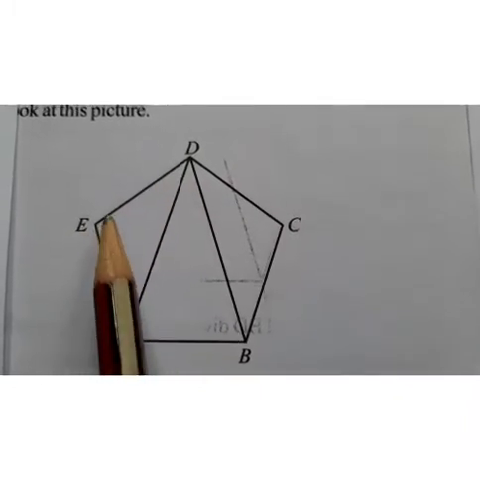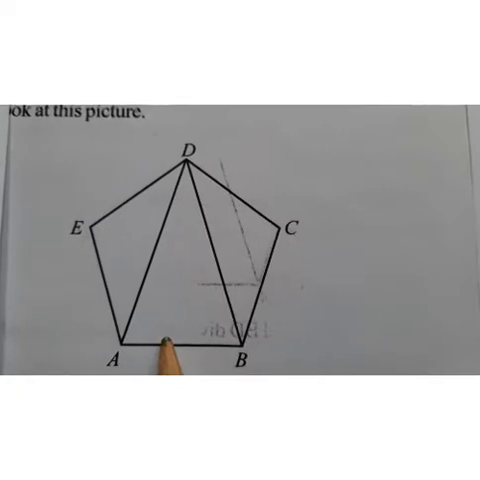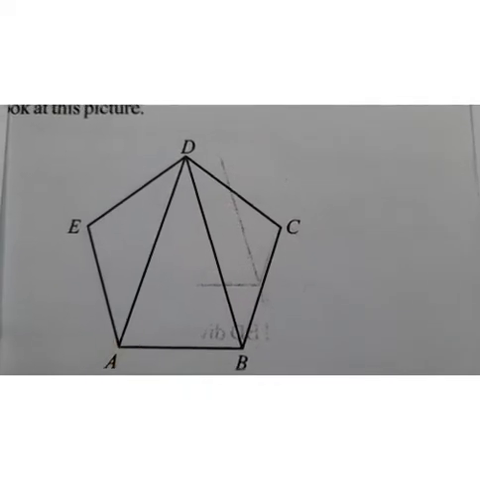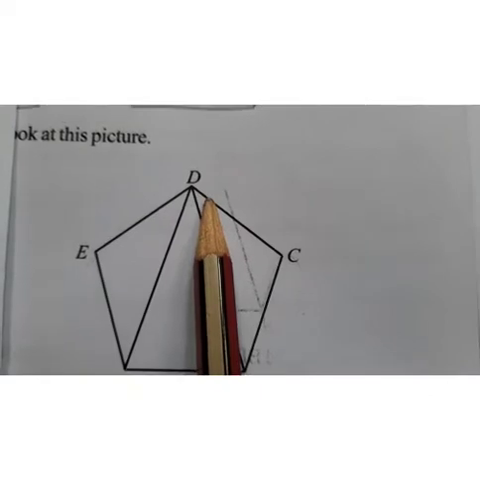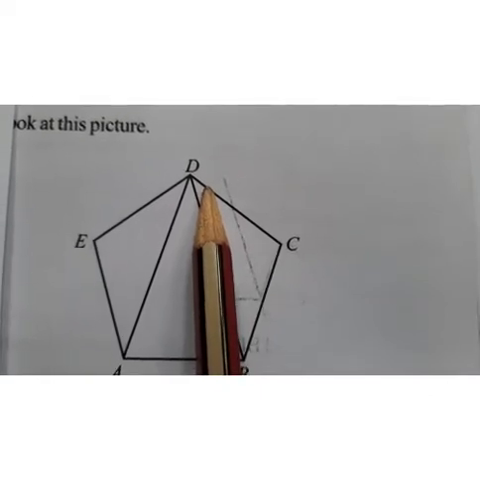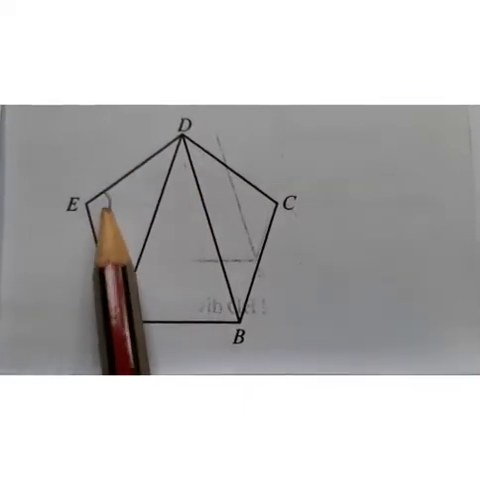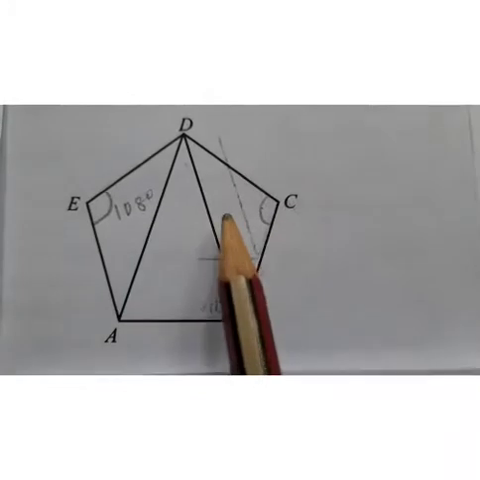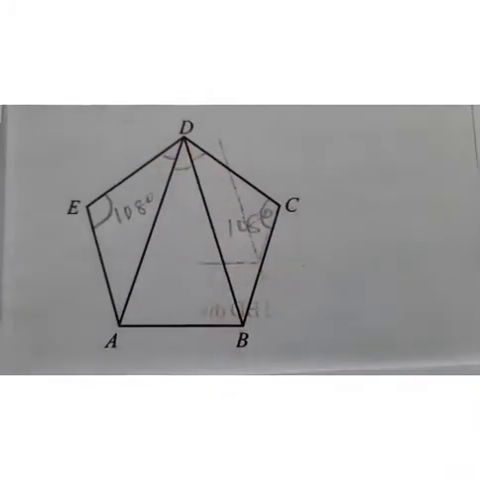ABCDE is a regular pentagon. Can you calculate the 3 angles at the vertex D? These 3 angles you have to calculate. Since it is a regular pentagon, what is each angle? Each angle is 108 degrees. So here also 108 degrees. We have to find out these three angles.